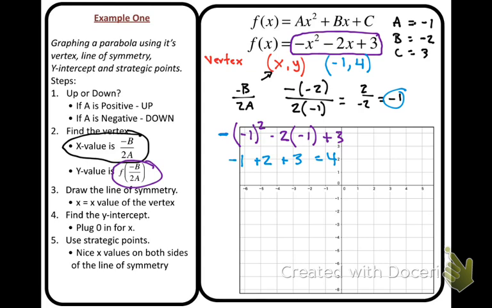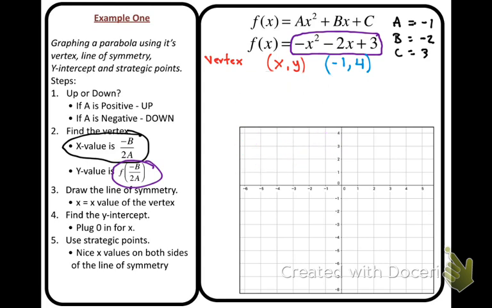Now I'm going to go ahead and erase this so we have room, but we do need to plug that negative 1, 4 in. So I'm going to plug it in with blue. So we're going to go to negative 1 and then up 4. 1, 2, 3, 4. And that's where our vertex is.